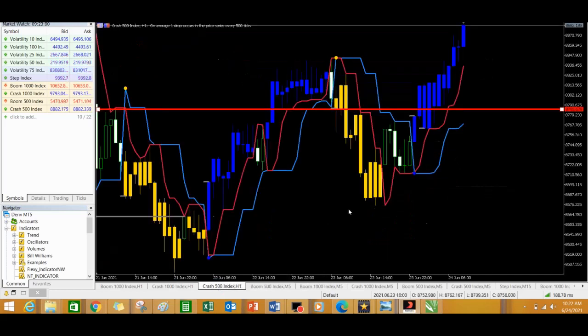Let's check out what is happening with Crash 500 using the NT indicator, and of course it is on a full uptrend. There's no doubt about that.